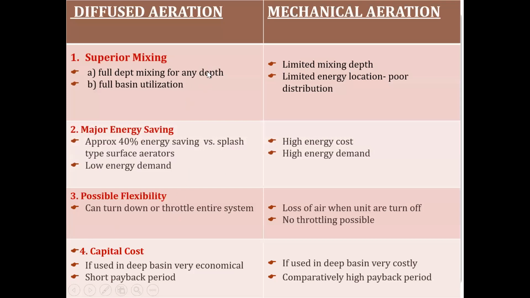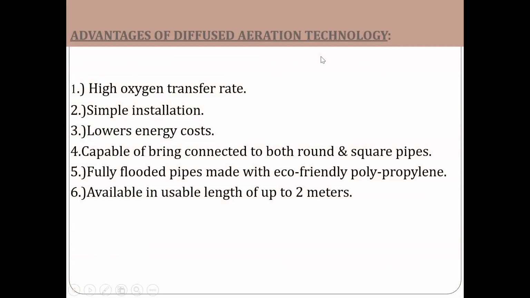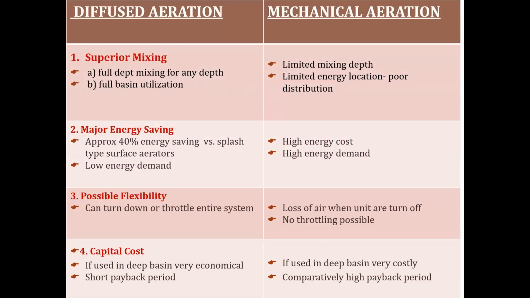So this is the difference, diffused aeration and mechanical aeration. We'll skip that. So just wait. Diffused aeration technology and mechanical aeration technology we have to focus on, because nowadays in modern techniques mostly those systems are used, diffused aeration or mechanical aeration. So advantages are superior mixing, major energy saving, possible flexibility in capital cost. These are the things focused on in diffused aeration as well as mechanical aeration. So I'll share the slide with you, because only 2 minutes are remaining. I'll share this study content. You have to study it.